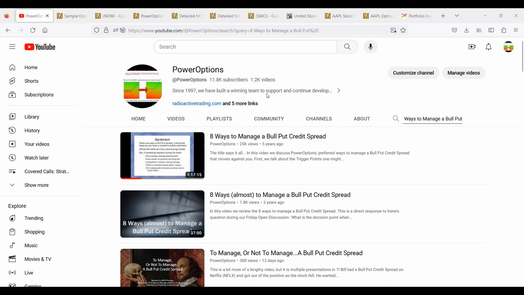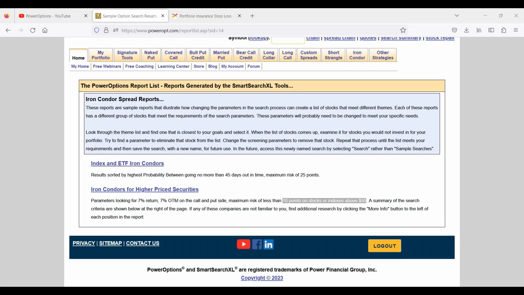So you want to take action. You probably need to take action faster in those scenarios, in the butterfly as opposed to the condor as well.